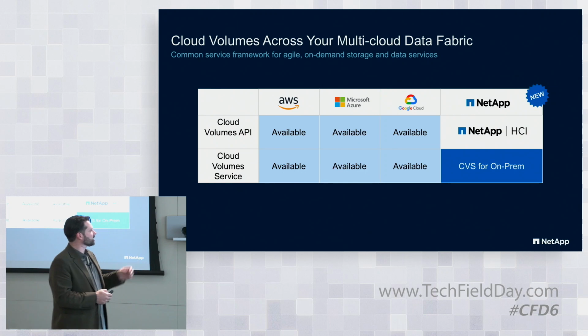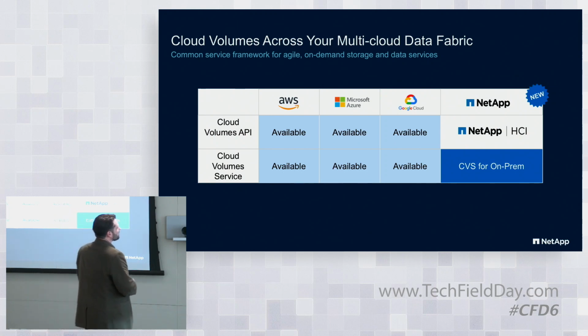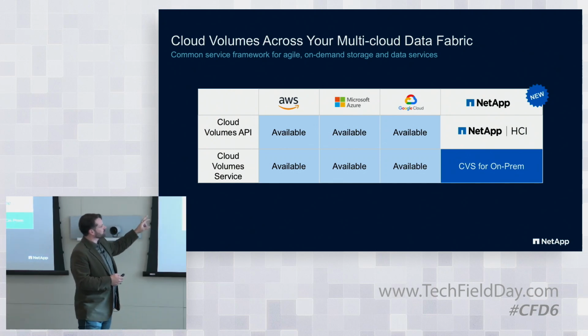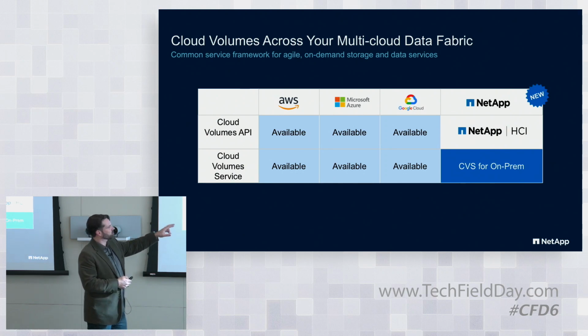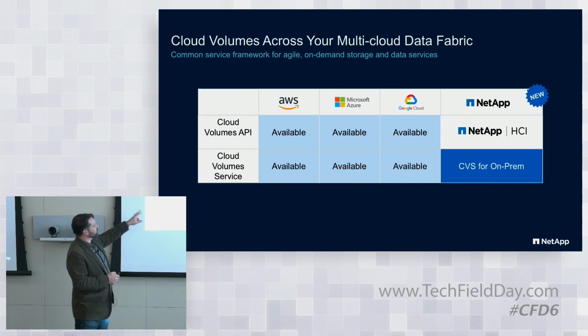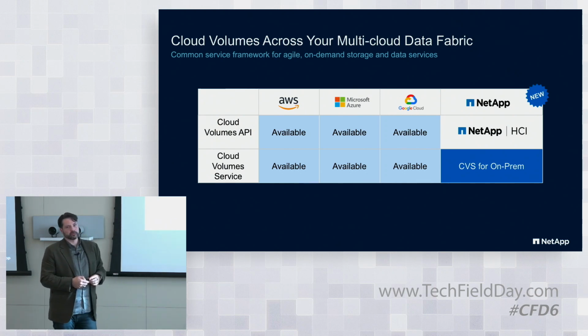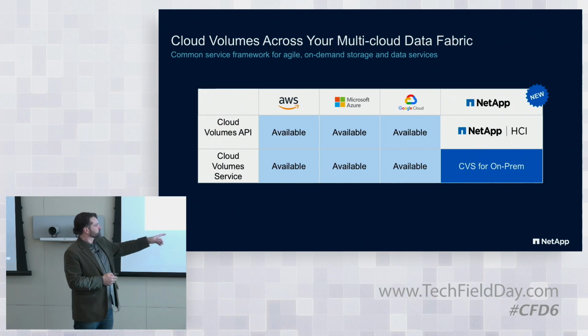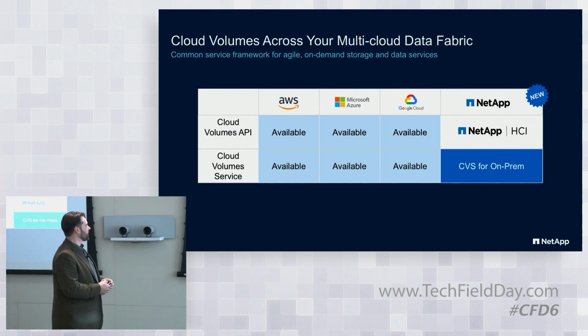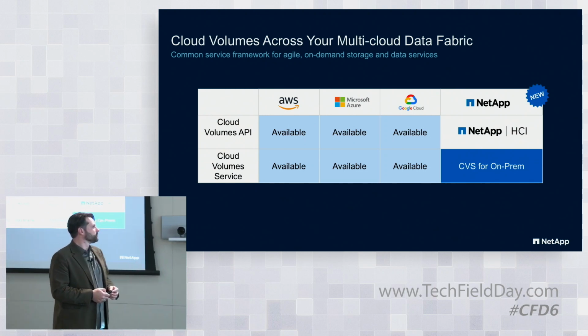Expanding a bit more just to give you a better look at where the differences are between Cloud Volume Service and having the Cloud Volumes API. Obviously, the hyperscalers use the API. We run it as a service in the hyperscalers, and when we're in an on-prem environment, we can use the API when it's on a NetApp HCI platform, or consume it as a whole service using the CVS on-prem features.